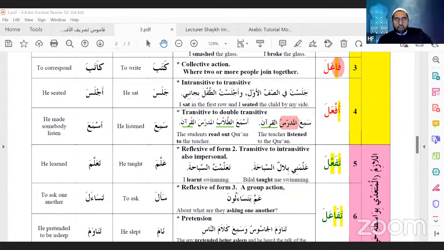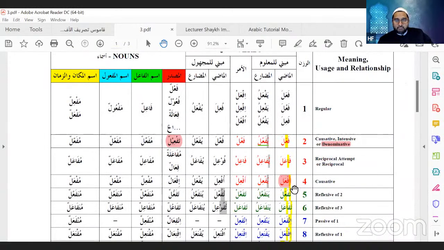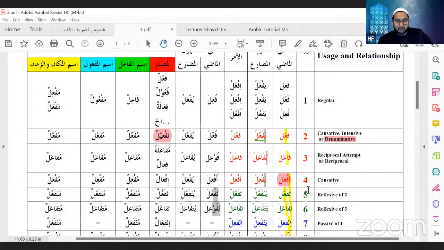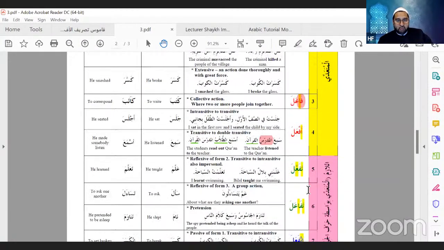Sister Siddiqa, now we're doing the verb tafa'ala. Let's go back to the original patterns. It says here in the meaning of reflexive. I'll explain what reflexive means. This is the meaning of this verb. Let's do the example, and then I'll explain.